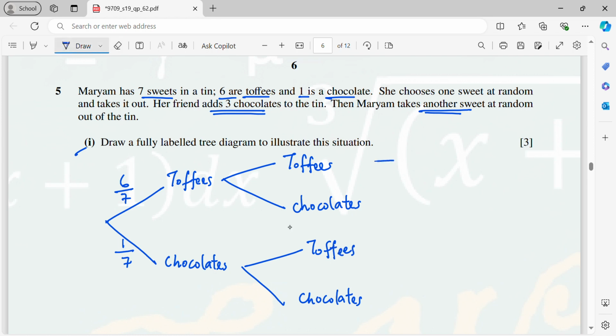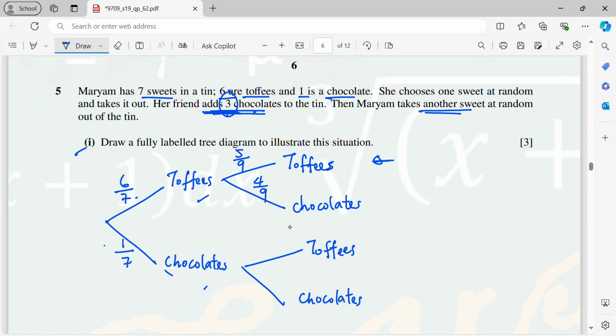Okay, now, this means Mariam took 1 toffee. So when she took 1 toffee, it means that initially 6 now becomes 5. But her friend adds 3 chocolates. So initially 7, you minus 1, left 6. 6 plus this 3, it becomes 9. Total 9 sweets. Right? Then now, if 5 over 9 for the toffees, chocolates will be 4 over 9. Because initially 1 chocolate, adds 3 chocolates, it will be 4 over 9. So 4 chocolates. So if, let's say, at first chocolates, right? From the chocolates, she took 1. So it means that she took 1 chocolate.